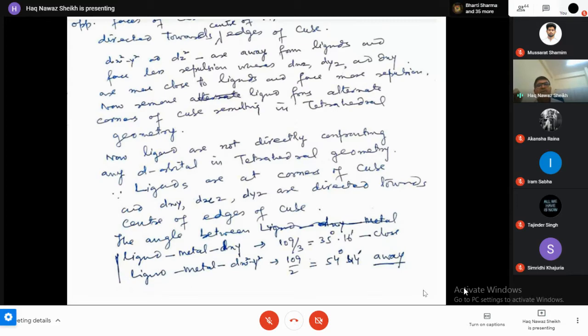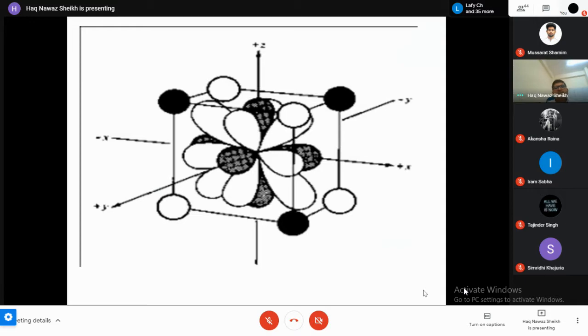So that is 35 degrees 16 minutes. And in the case of T2G or EG orbitals, the angle is 109 divided by 2, that is 54. So angular distance के हिसाब से T2G orbitals are more close to the ligand, whereas EG orbitals are away from the ligand. So T2G orbitals will face more repulsion or will be destabilized, whereas EG orbitals are stabilized, and the extent of stabilization and destabilization will be such that overall the barycenter, the center of gravity of the stability will be maintained. This is the geometry.